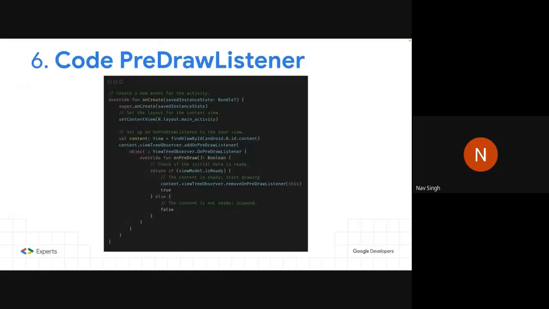Here is a sample of how you can add the PreDrawListener in your application. It has one method, which is called onPreDraw, and it returns a Boolean. The code is written in Kotlin.